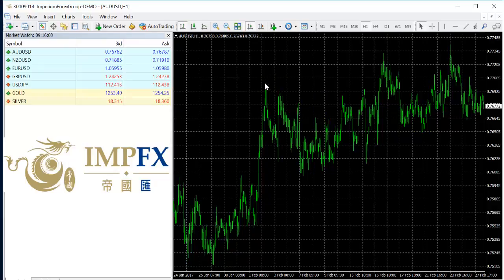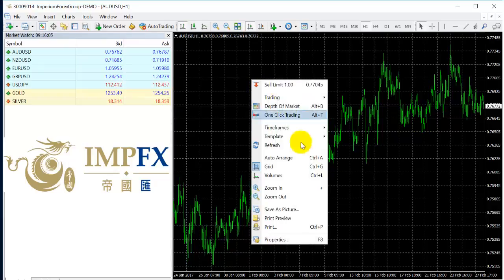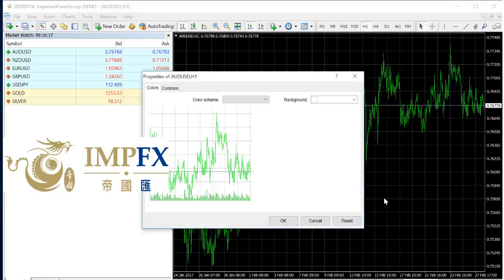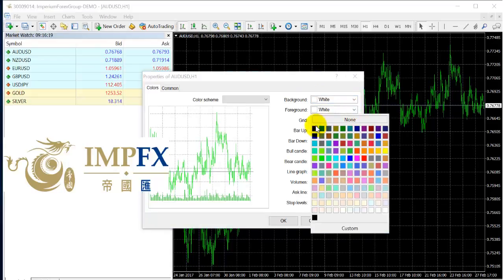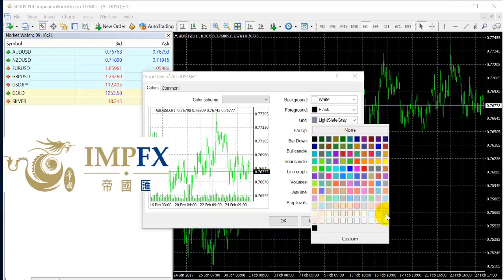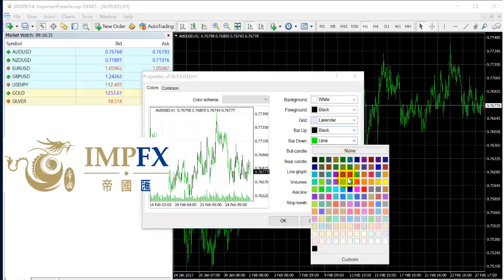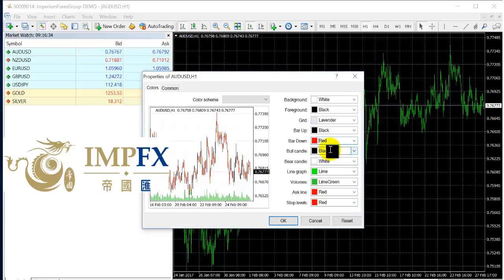Now to change this, all you need to do is right click and then go to Properties, and then you'll see in Colors that you have a column. Change that column, so the first one, background to white, the foreground to black, the grid to a lighter color, I use lavender. So the bar for the up is black, the bar for the down is red, the bull candle being black and the bear candle being red.